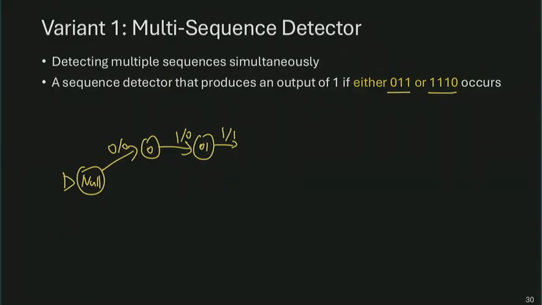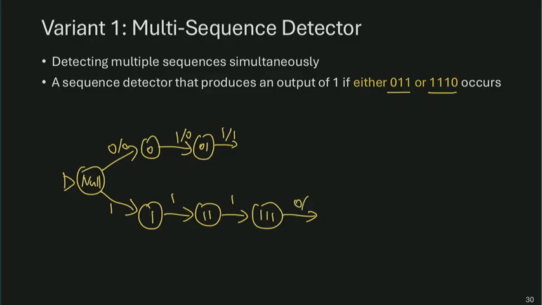I'm going to create a different path for the bottom, the other pattern. So 1, 0, sorry, 1, 1. 1, 1, 1, and see another 0. I want my output to be a 1. That is the correct sequence.